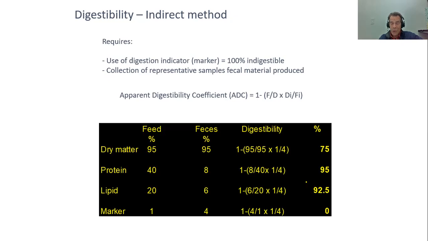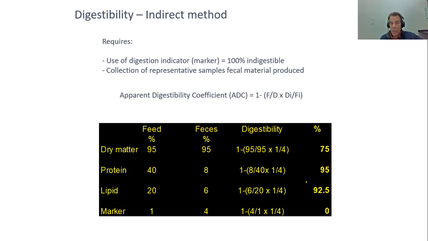Something a lot more practical is the use of the indirect method for measuring digestibility. It relies on the use of a digestion indicator or a marker that is 100% indigestible, safe, and passes at the same rate as other nutrients. Those are the three characteristics that a marker has to have. And then, because you're using an indigestible marker, you can collect a representative sample of fecal material and assess the digestibility on that basis.